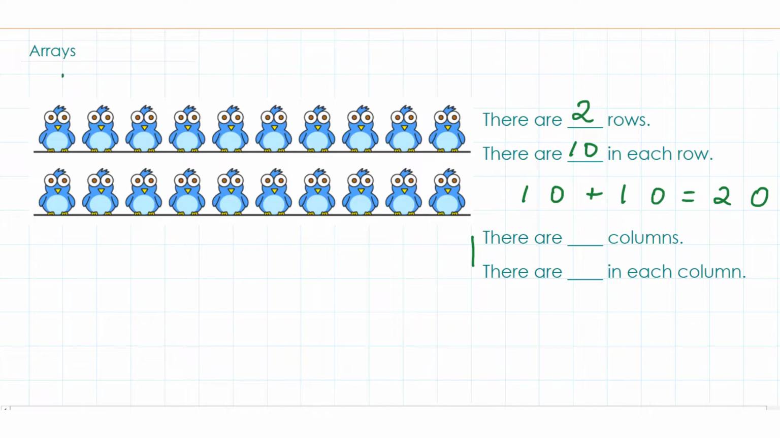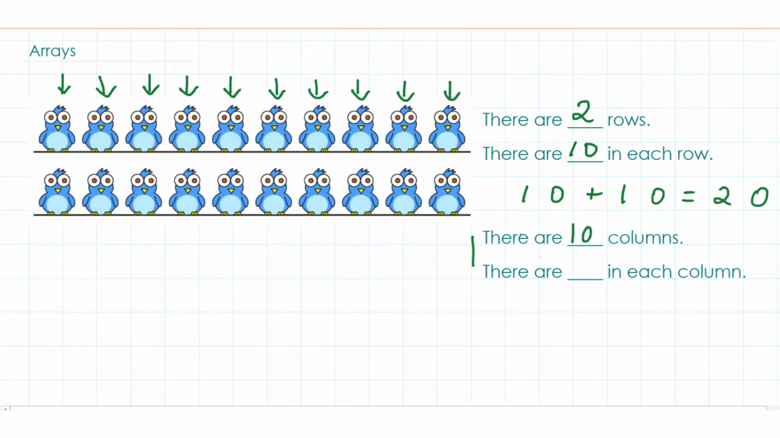Well, let's see. How many columns are there? Well, these are the columns. So how many of these are there? It's the same as the number of birds in each row, isn't it? We've already counted. We know there's 10. Do you remember? So we know that there are 10 columns, aren't there?